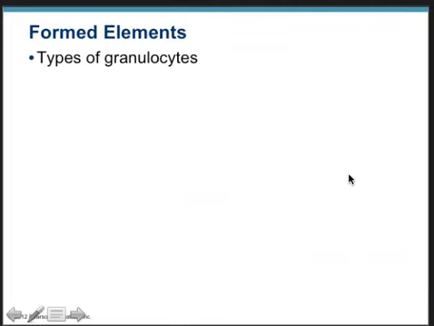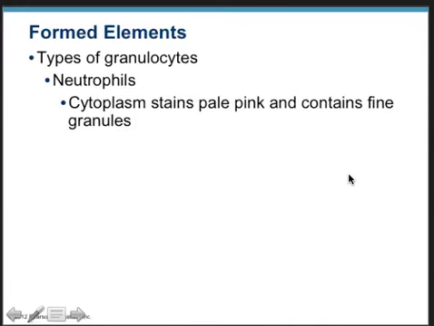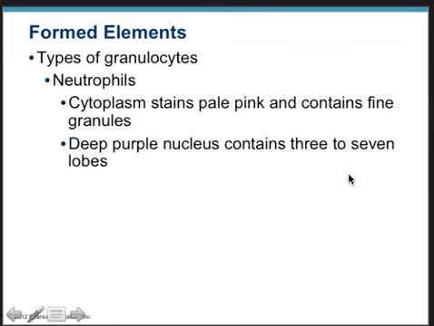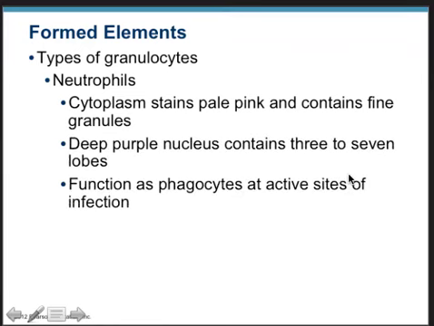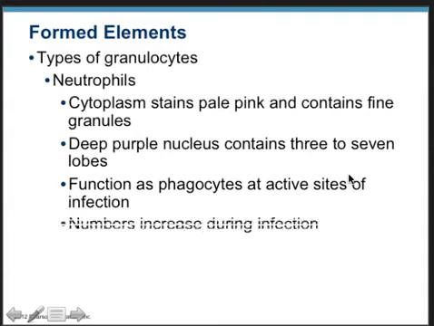Now, if we look at the different types of granulocytes, the neutrophils have a cytoplasm that contains granules that stains pale pink, and a deep purple nucleus that has between 3 and 7 lobes. They function as phagocytes at active sites of infection. They primarily attack bacterial infections, but they also assist in other types of cleanup. Their numbers generally increase during infection.